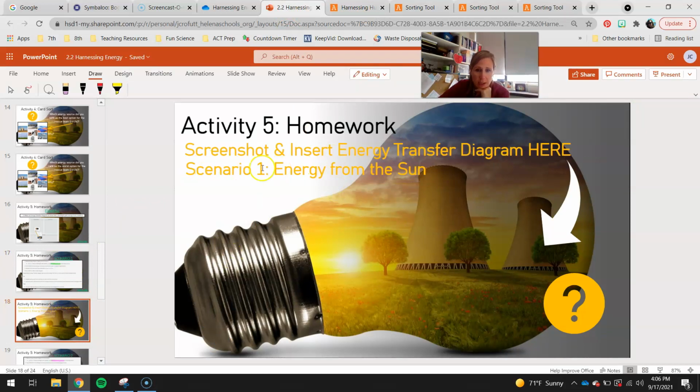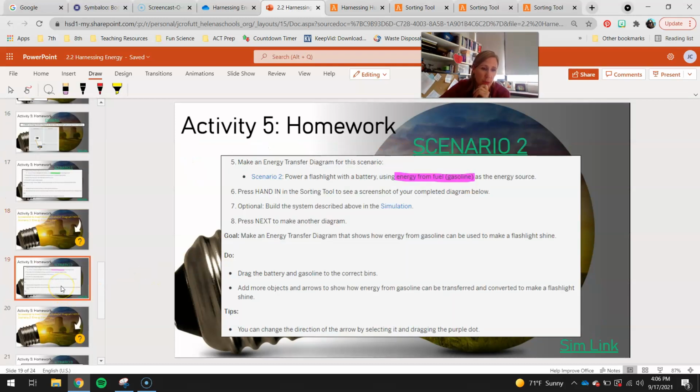So this says again, scenario 1, energy from the sun. I'm going to copy and paste that right there. So I've already kind of done this one for you. You guys just had to follow along and build with me. Let's talk about scenario 2 and scenario 3.